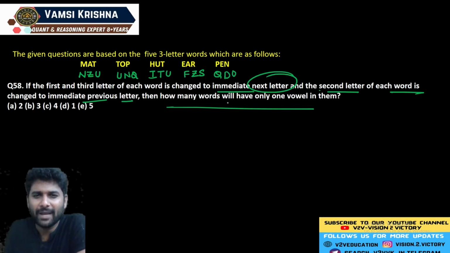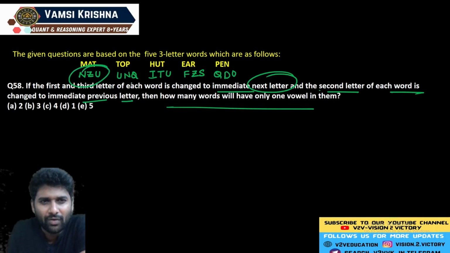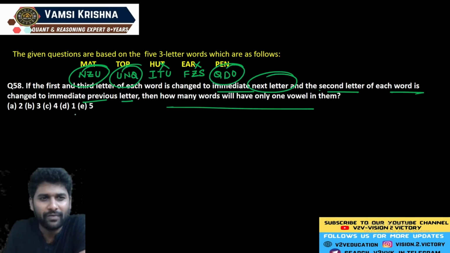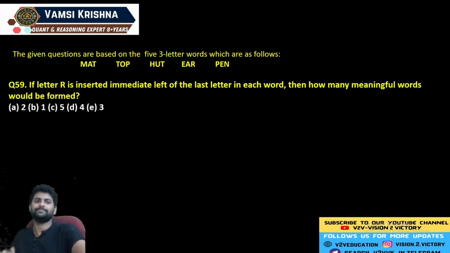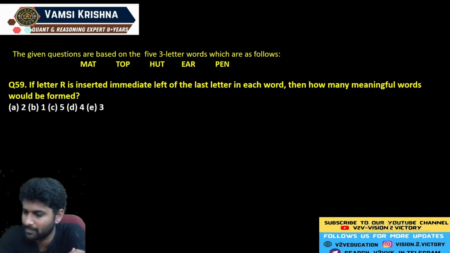Another question here. Then how many words will have only one vowel? One vowel, one vowel, two vowels, no vowels, one vowel. Total 3 words are there. Now see the next one.